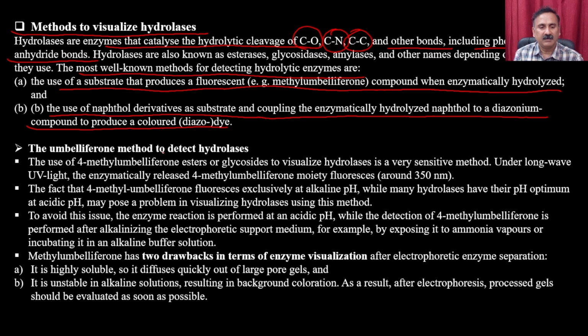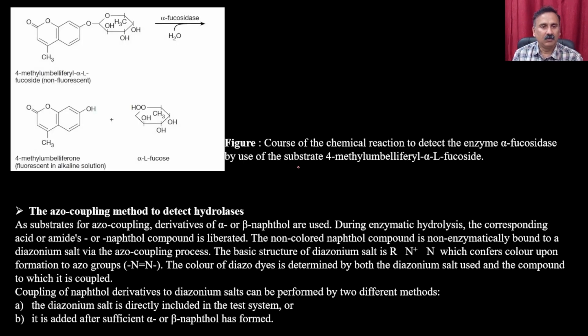The umbelliferone method is used to detect the hydrolysis. This is the method I have given to measure or detect the activity of the hydrolases. Here you are going to have the substrate. When it is cleaved, it is going to be fluorescent, and that's how you can measure the fluorescence. Then you can have the azo coupling method to detect the hydrolases.